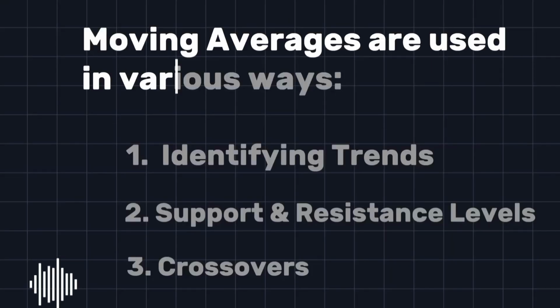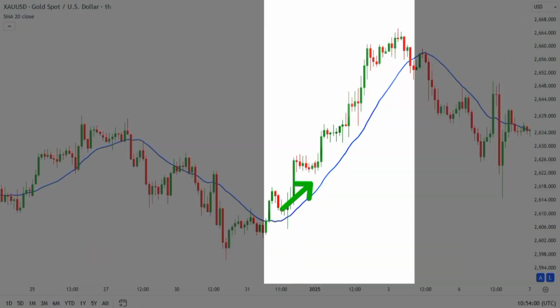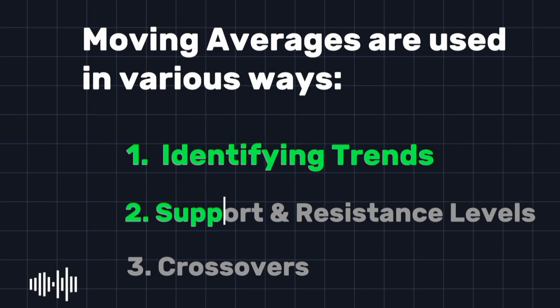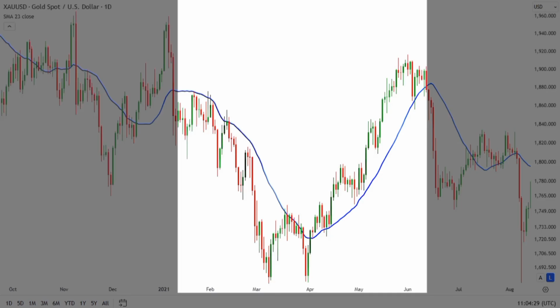Moving averages are used in various ways. 1. Identifying trends. If the price is consistently above a moving average, it indicates an uptrend, while being below suggests a downtrend. 2. Support and resistance levels. Moving averages can act as dynamic support or resistance levels where prices tend to bounce off.